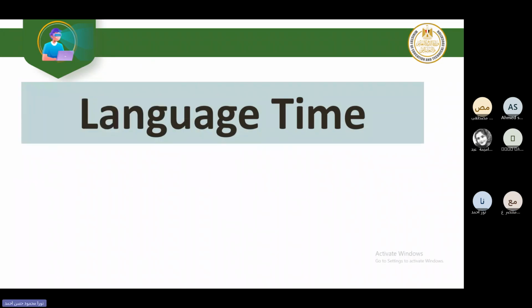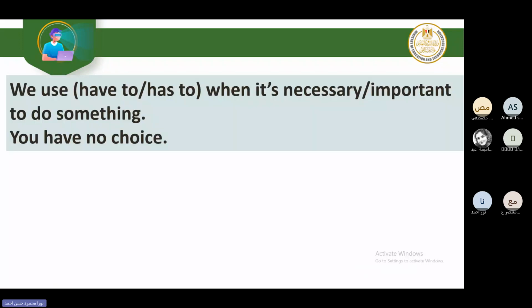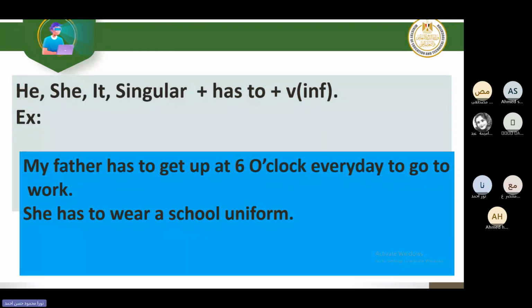So now it's language time. Okay. Have to and has to. We use have to and has to when it's necessary or important to do something. You have no choice. You can't say yes or no, right? So, he, she, it, and the singular takes has to plus the verb in the infinitive form. Look at these examples here.